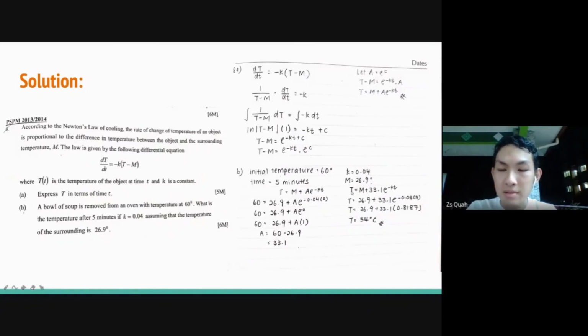After we get A, we will rewrite the equation into T equals M plus 33.1 multiplied by e power of negative KT. So we substitute time equals 5 to find the temperature after 5 minutes. We will substitute the values and get T equals 26.9 plus 33.1 e power of negative 0.04 multiplied by 5, and we will get T equals 26.9 plus 33.1 multiplied by 0.8187. If we press the calculator, we will obtain our final temperature, which is 54.